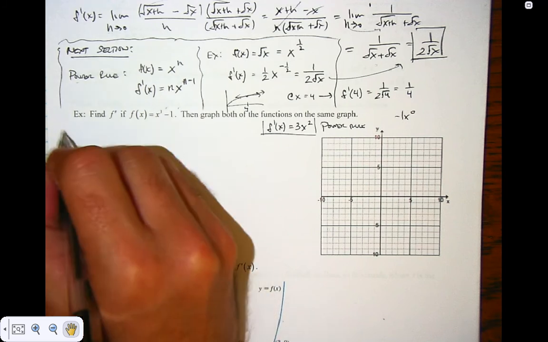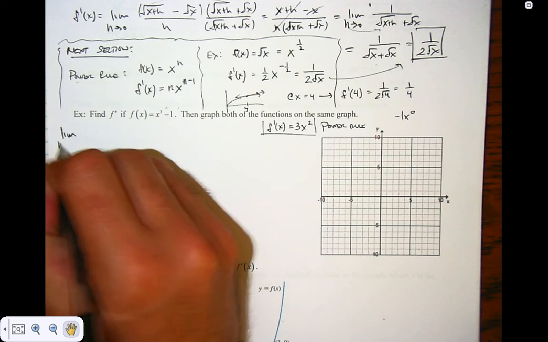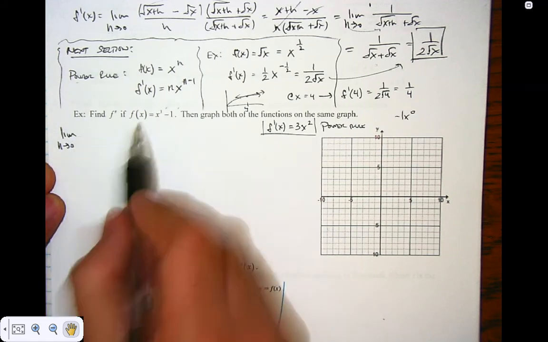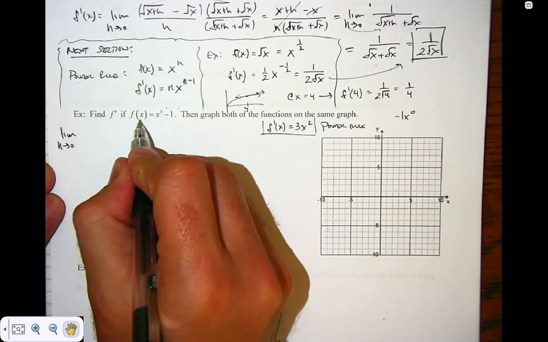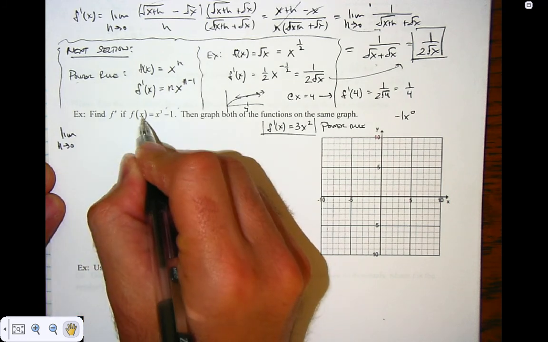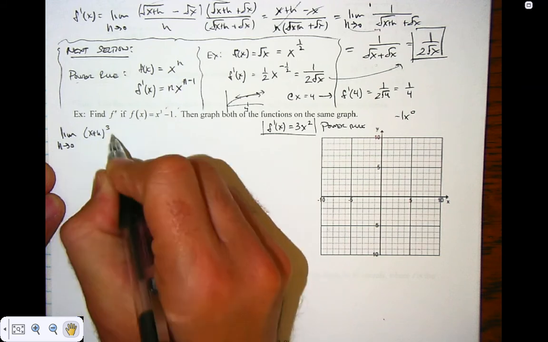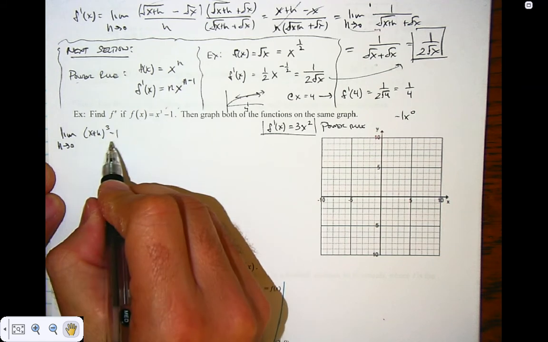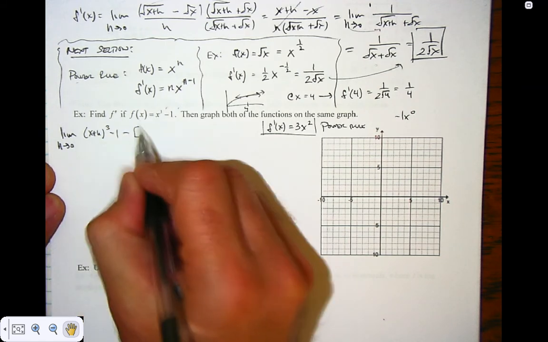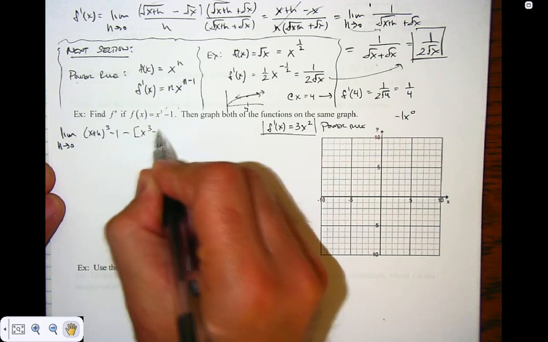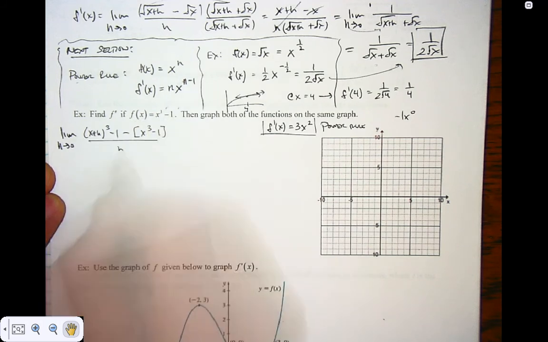So using the formal definition of the derivative, we're going to take the limit as h goes to 0 of f of x plus h. F of x plus h is plugging in x plus h everywhere there's an x. So I have (x plus h) quantity cubed minus 1. That is f of x plus h, minus f of x, which is just x cubed minus 1, all over h.